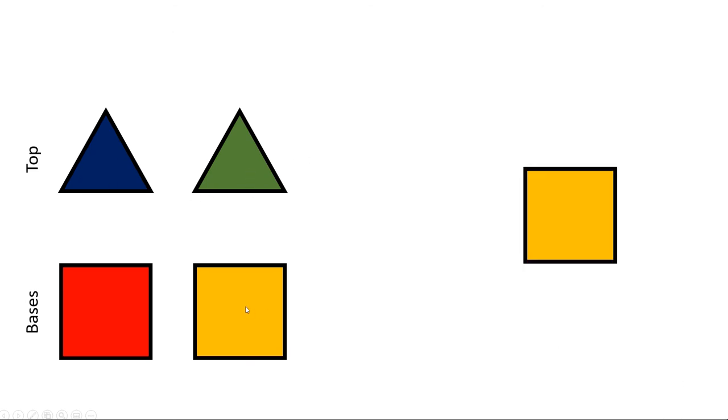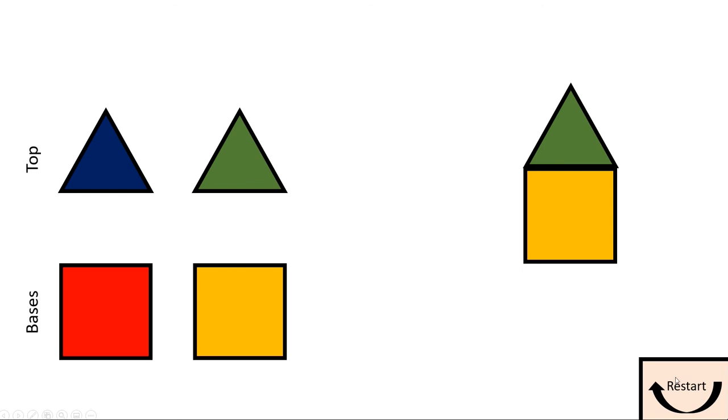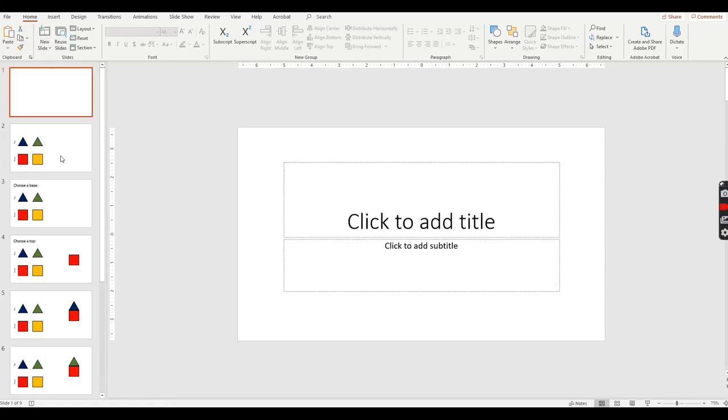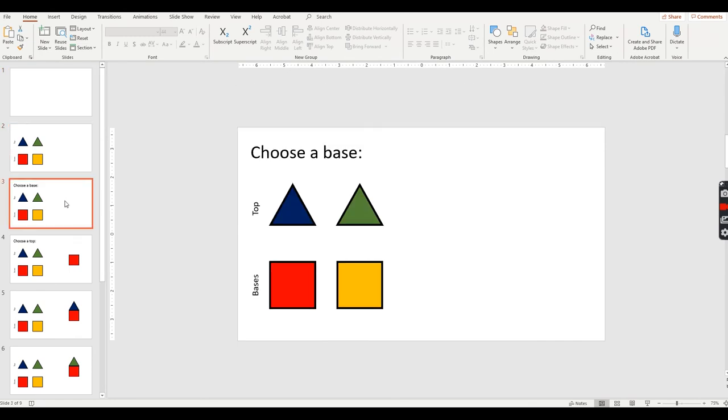And you can see that if we go back, we make the red, the yellow, and the green. It's just various different permutations. We're going to look at how we can build this in PowerPoint. Okay, so I already have this set up with all of the shapes that we're going to be using.